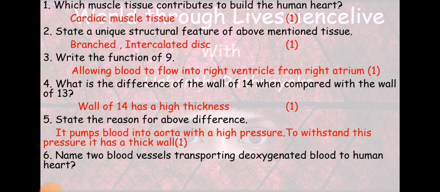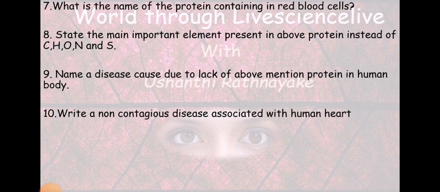Okay, let's go to question number 6. Name 2 blood vessels transporting deoxygenated blood to the human heart. You know them very well. There are 2 blood vessels, vena cavas, reaching the right atrium. Superior vena cava and inferior vena cava. Let's move to the next question.